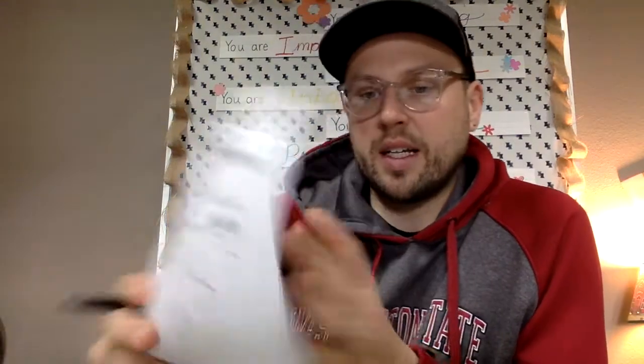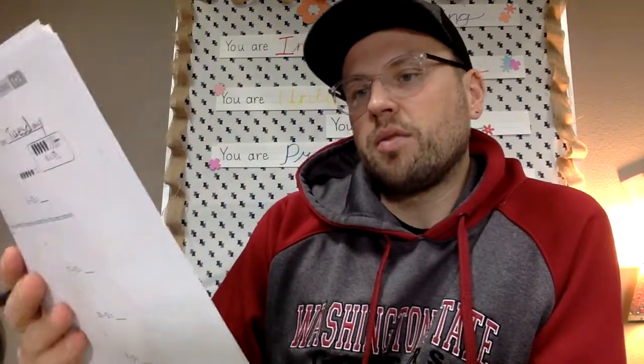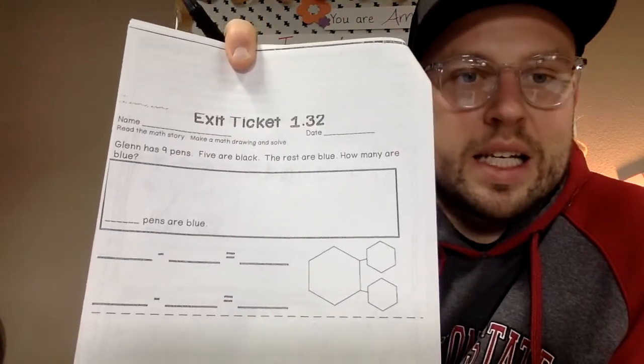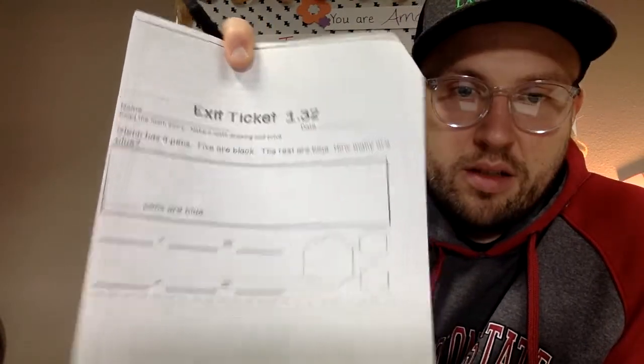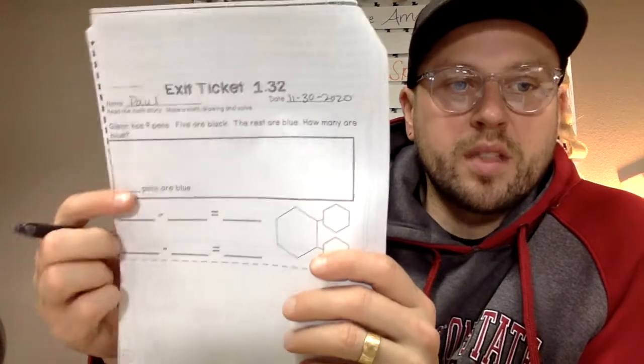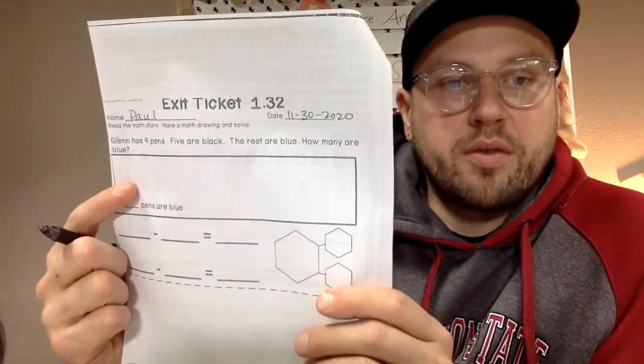When you're done, last page of math is on the back side here, and it's page 4. It says exit ticket 132. Glenn has 9 pens. Oh, don't forget to write your name at the top and the date, 11-30-2020. Just like this. Paul, 11/30/2020. Glenn has 9 pens. 5 are black, the rest are blue. How many are blue? Okay, so let's write 9 pens.